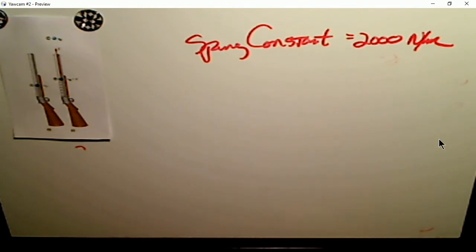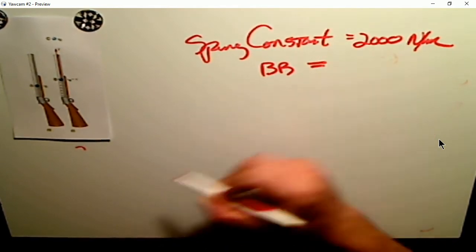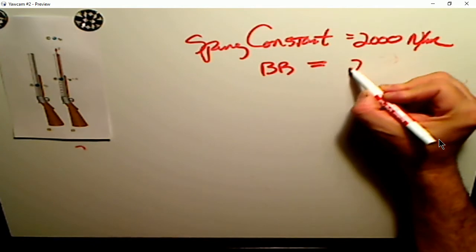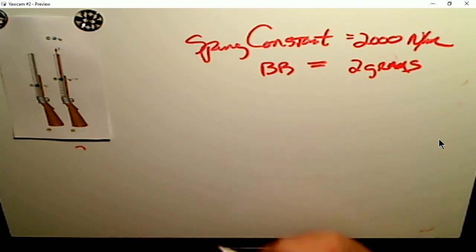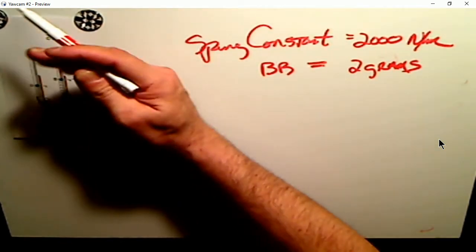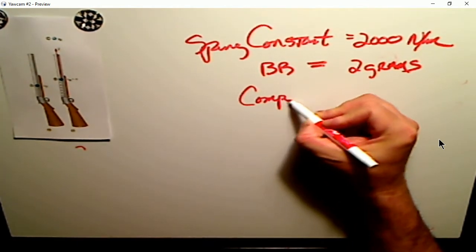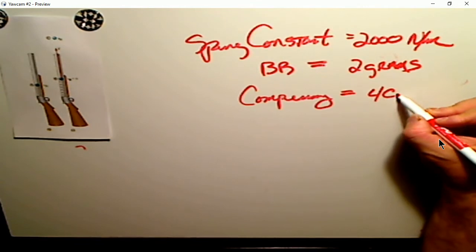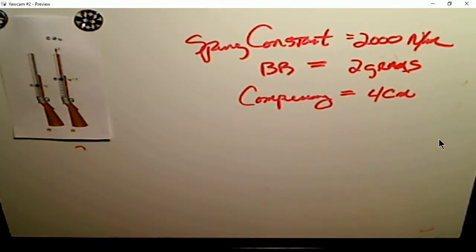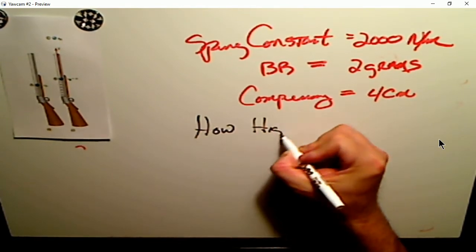Okay? Let's say this little BB, this little pellet here, is 2 grams. Let's say this compression, when we push back and compress the spring, we're compressing how much? Let's say 4 centimeters. So the question we could ask is, how high does it go?